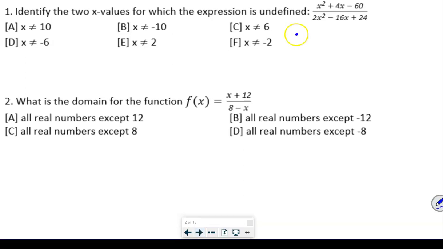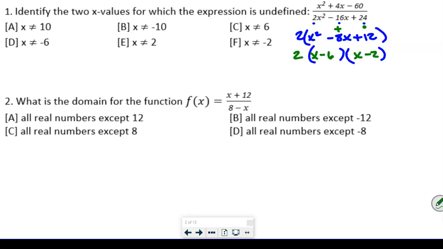So I'm going to factor out a 2 first because I notice that all of these have a GCF of 2. That's going to give me x squared minus 8x plus 12. And then I'm thinking through what are the factors of 12 that add up to be negative 8, and that would be x minus 6 and x minus 2. And remember, we're going to set these equal to 0. That's going to be our next step, right?